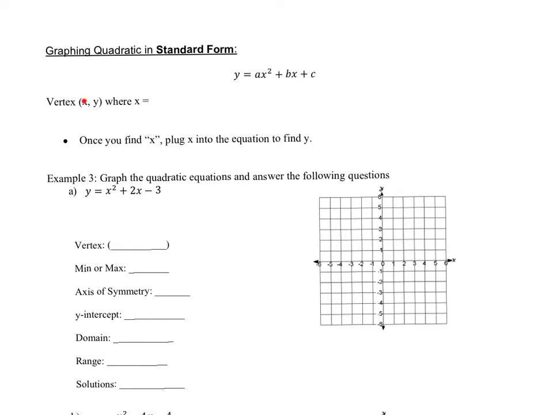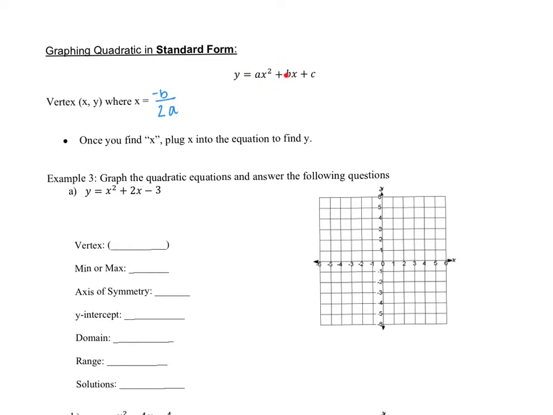So the vertex has an x and a y value. To find the x, you need to grab the b value, which is the coefficient in front of x to the first power, and you have to divide it by 2a, where a is the number in front of the x squared. So let me just explain the difference between standard form and vertex form.